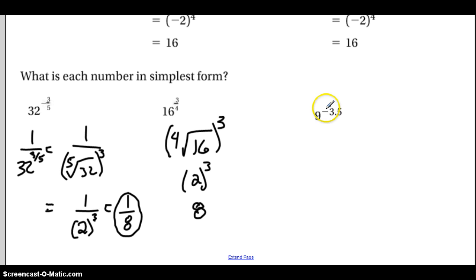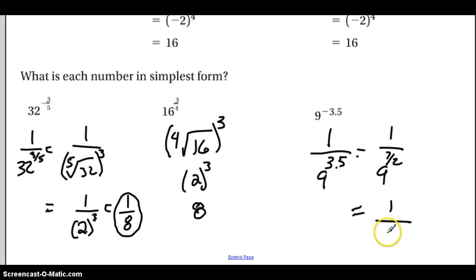Number 9, kick everything down to the basement here, your denominator. We're going to have 9 to the 3.5, and we're going to go ahead and simplify this to 7 halves. So there's a 1 over 9 to the 7 halves. Write this as a radical. We're going to have 1 over the square root of 9 raised to the 7th power. And that's going to become 3 to the 7th power.